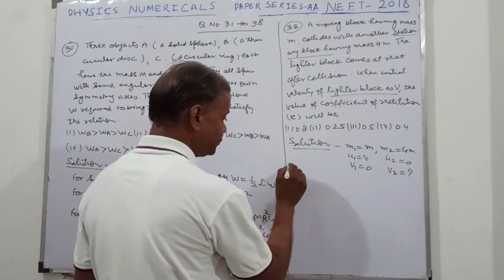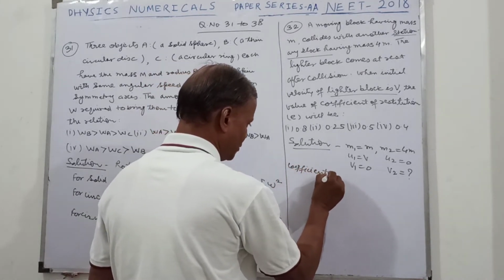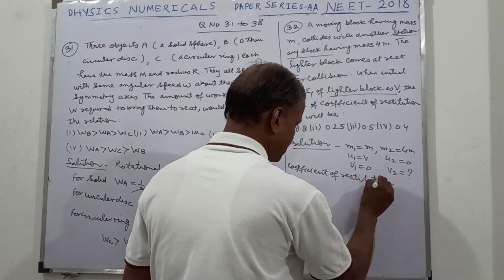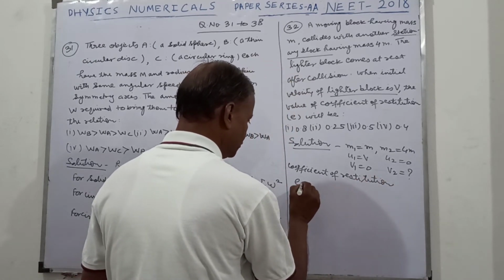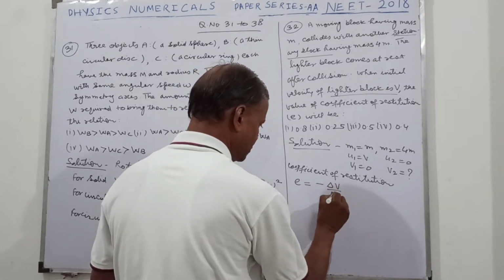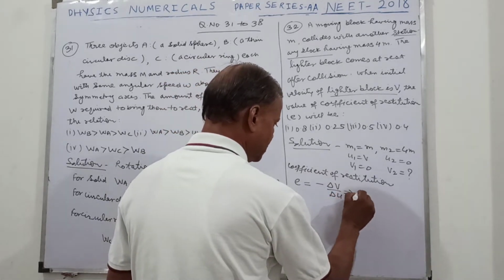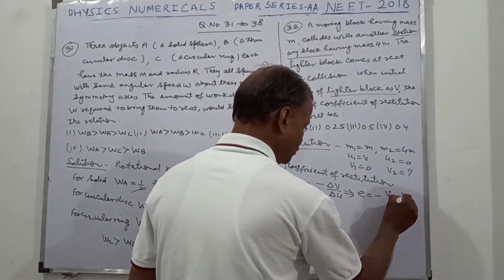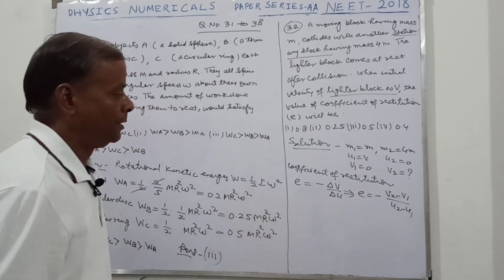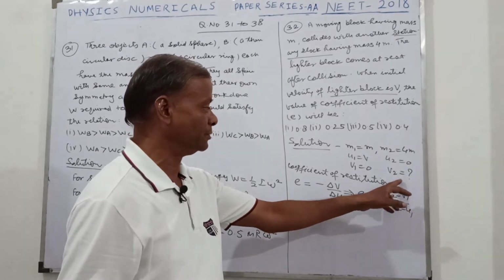So the coefficient of restitution e equals minus delta V upon delta U, so e equals minus (v2 minus v1) upon (u2 minus u1). This is the formula. Everything is given, but v2 is not given, so you have to find v2.